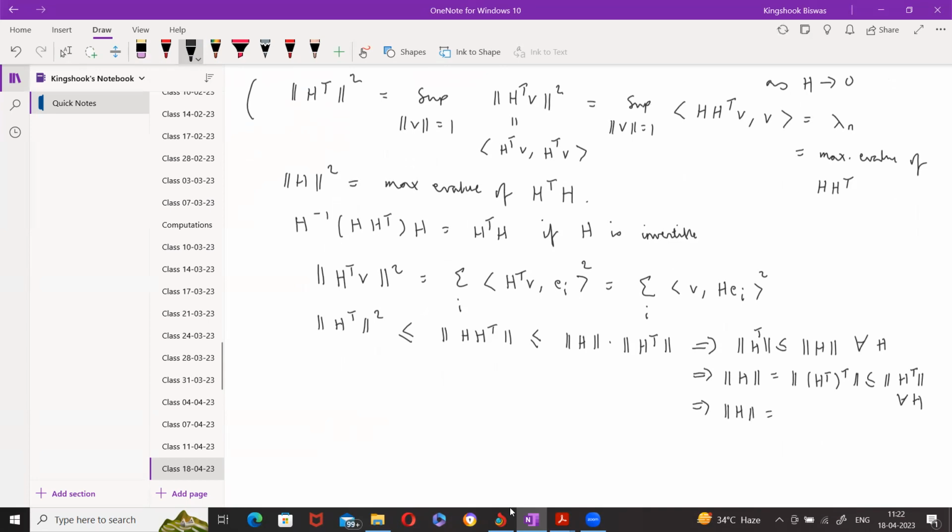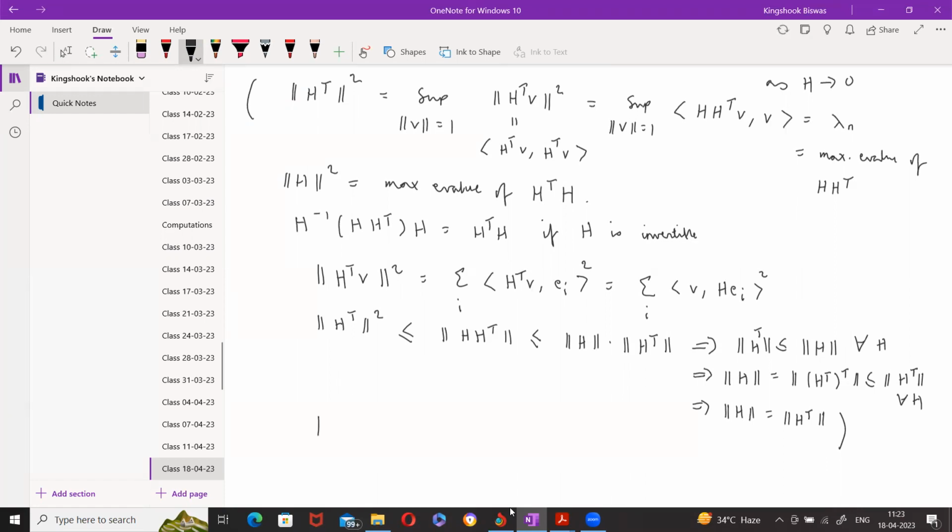And so norm H is equal. Okay, this works. All right, fine. Okay, so I don't want to spend too much time on this. There's just a small detail. Look, you don't actually need that norm H transpose is equal to norm H.